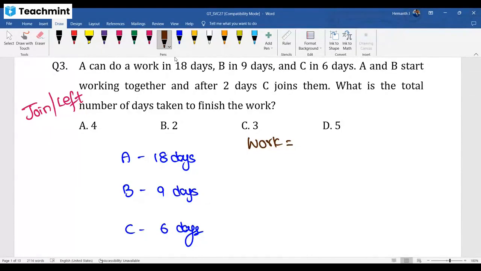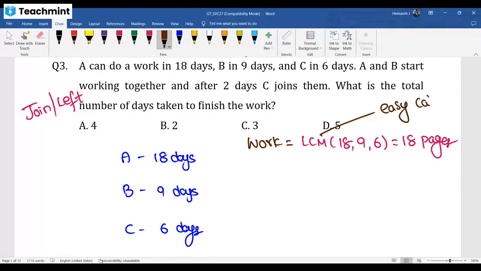You can take the work value as 1. The work value can be taken as X pages like that. You can take any value as the work. I'm taking the work as the LCM of 18, 9 and 6, which is 18 pages. If you take the LCM, it is for easy calculations. The LCM will help you perform easy calculations.